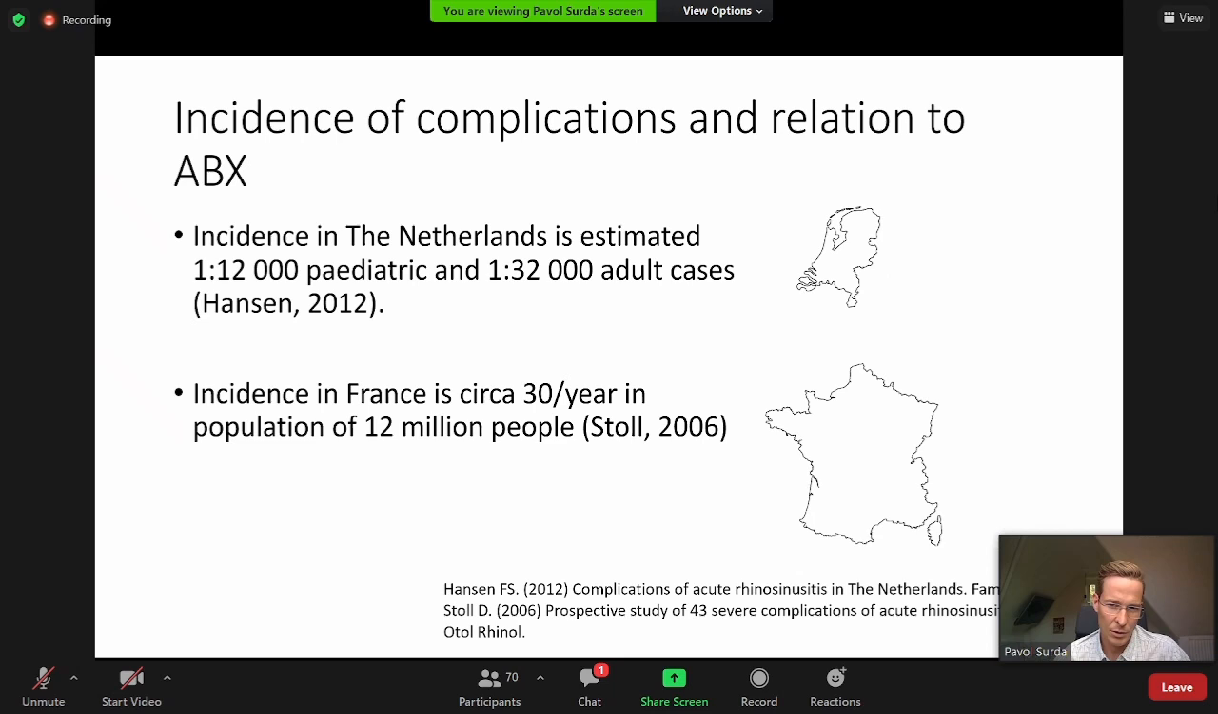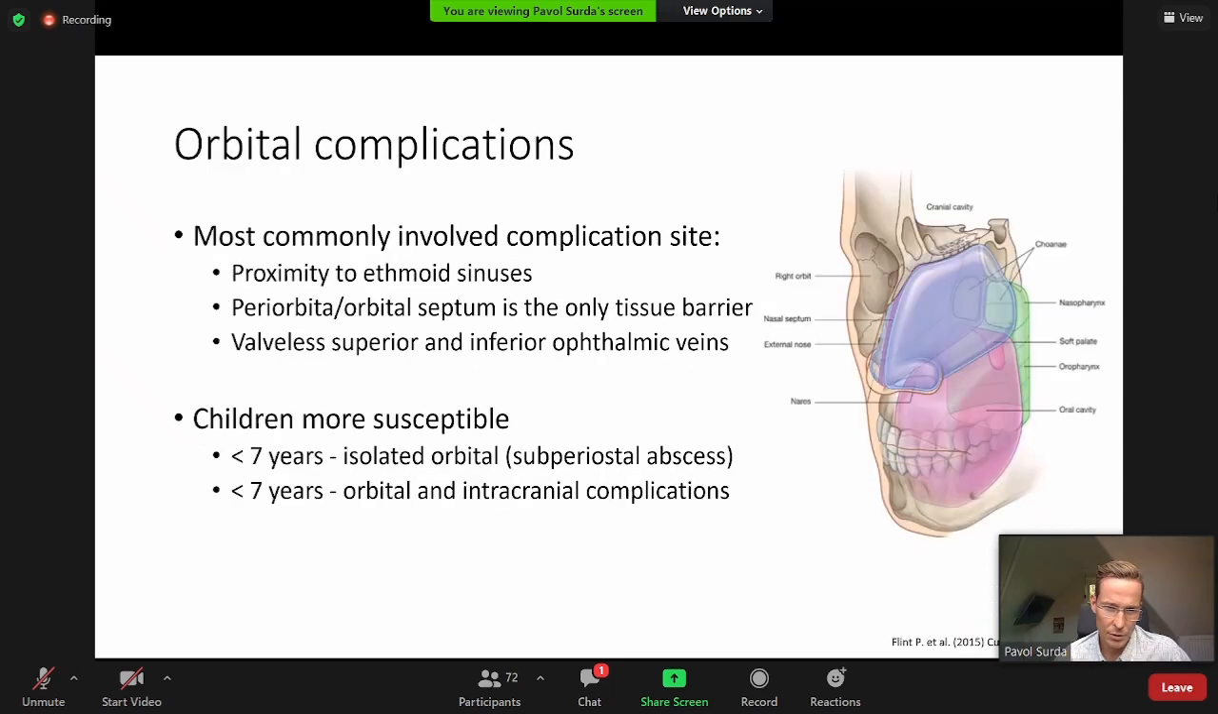I'm going to talk now about the orbital complications. It is important that the orbit is close to the ethmoidal sinuses, which are most commonly affected. The orbital septum is the only tissue barrier. And most importantly, there are the valveless superior and inferior ophthalmic veins, which can let the infection spread towards the orbit and also intracranially.